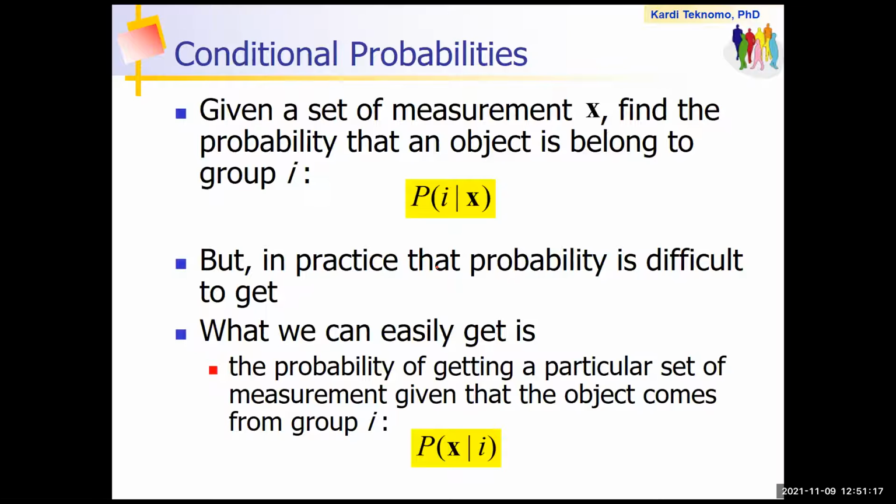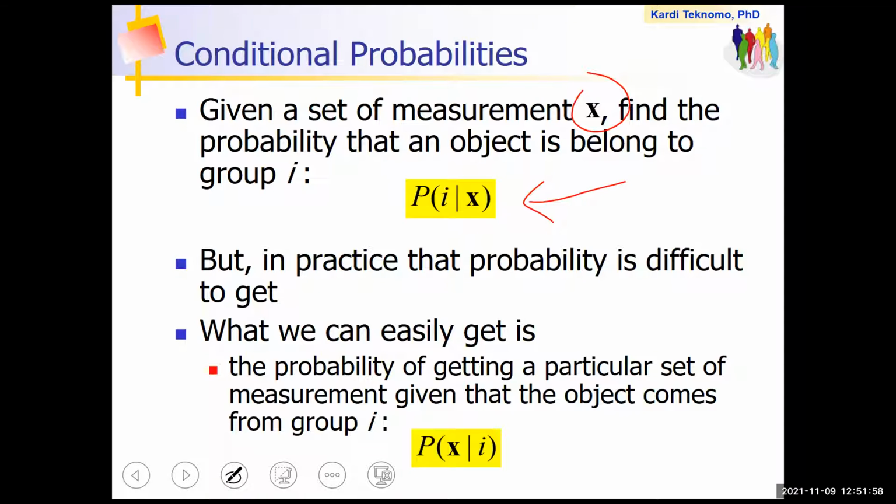Okay, so now you have a set of measurements, right? Your data. Let's call that data X. Now you want to find the probability that an object that has measurement X belongs to group I. This is what a while ago was the TEC, the total minimum error of classification, right? But the problem is, this is difficult to get, okay?